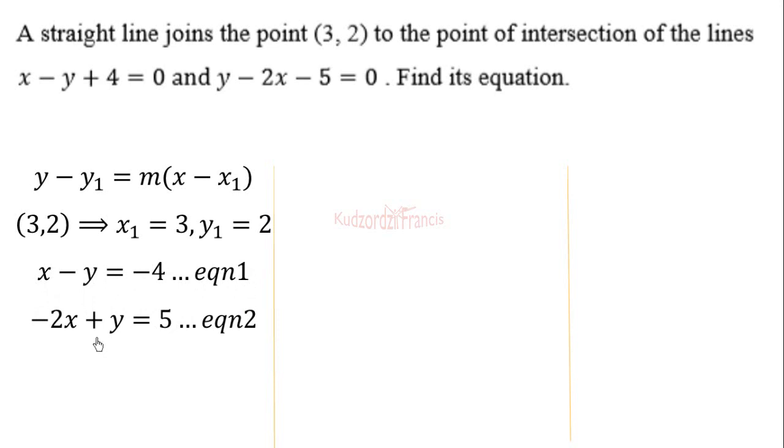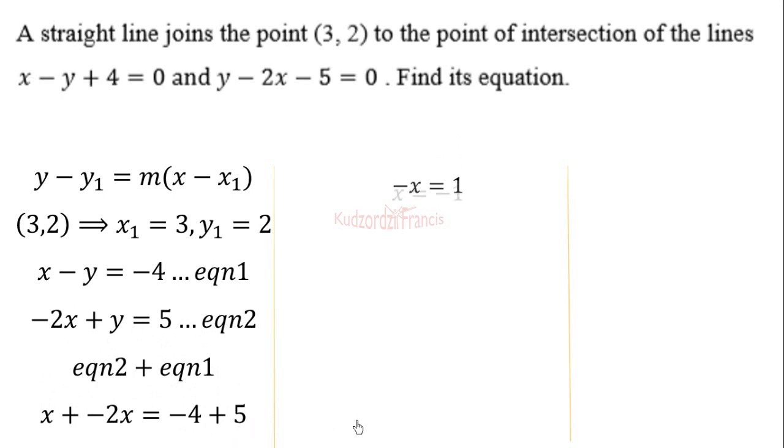And for the second one, I'm writing the x terms first, so that's why I got negative 2x plus y is equal to 5. Now, if we add the 2 equations, then the y's will go. We are left with x minus 2x is equal to negative 4 plus 5. So that will give us negative x equal 1 and x is equal to negative 1.